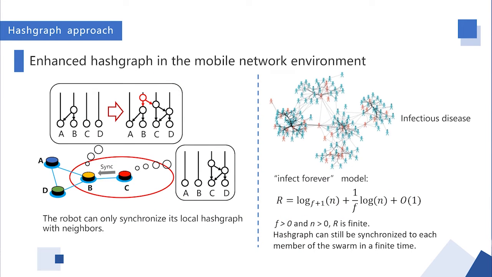When 2 robots meet, they will synchronize the local hashgraph and create a new event to record this synchronization. Therefore, the synchronization process is the same way that an epidemic is propagated throughout a group of individuals. How long it takes for the infection to reach every process has been considered in the infection model. According to the formula, hashgraph can be synchronized among the whole swarm in a finite time.